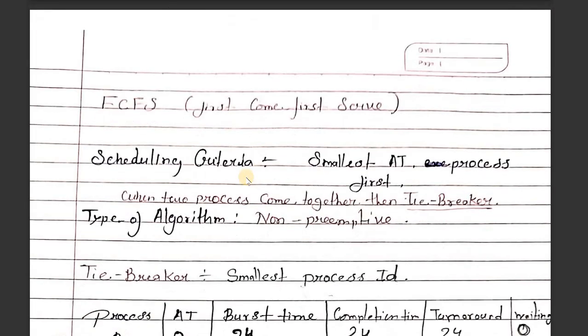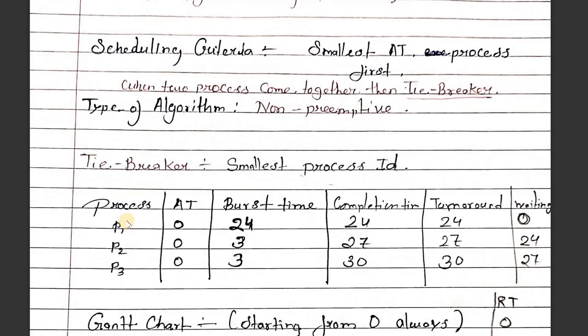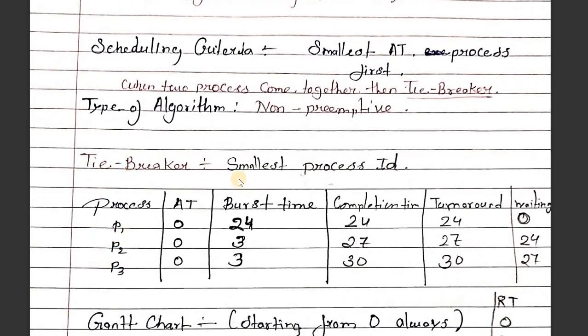Here the scheduling algorithm, the first one is first come first serve. Scheduling chooses the smallest arrival time process first. When two processes come together, then there is a tiebreaker. We will decide the process by their process ID, the smallest process ID. The process having a smaller process ID will get more priority.